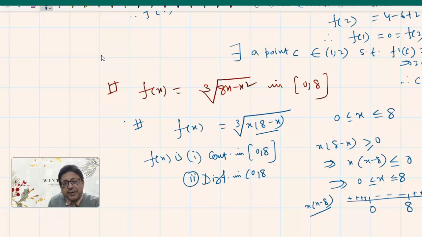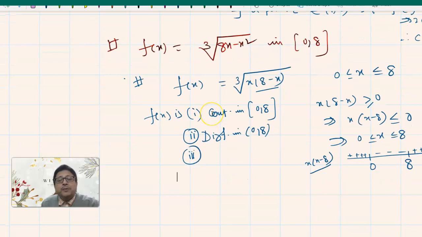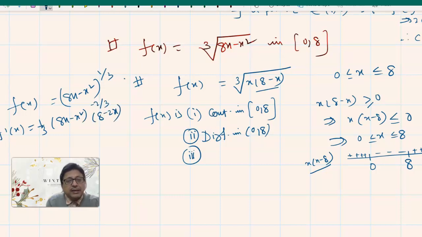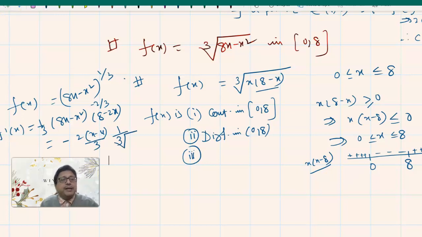Number 2: differentiable in (0, 8). How do you check differentiability in (0, 8)? Here there is no problem if you find the derivative of the function. f(x) is (8x minus x square) to the power 1/3. So f dash x is nothing but minus 2 into (x minus 4) by 3, that is 1 by cube root of (8x minus x square).